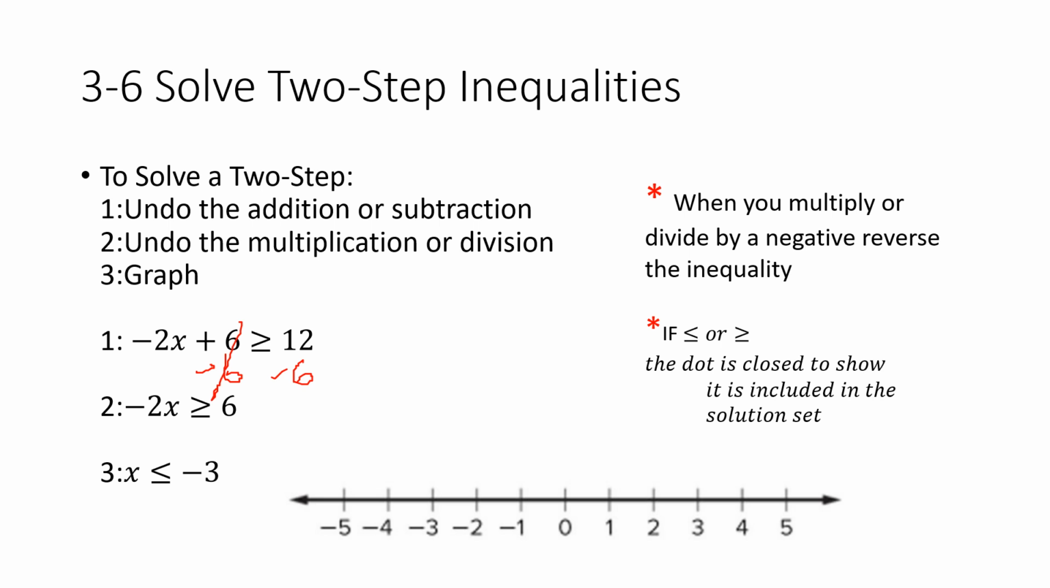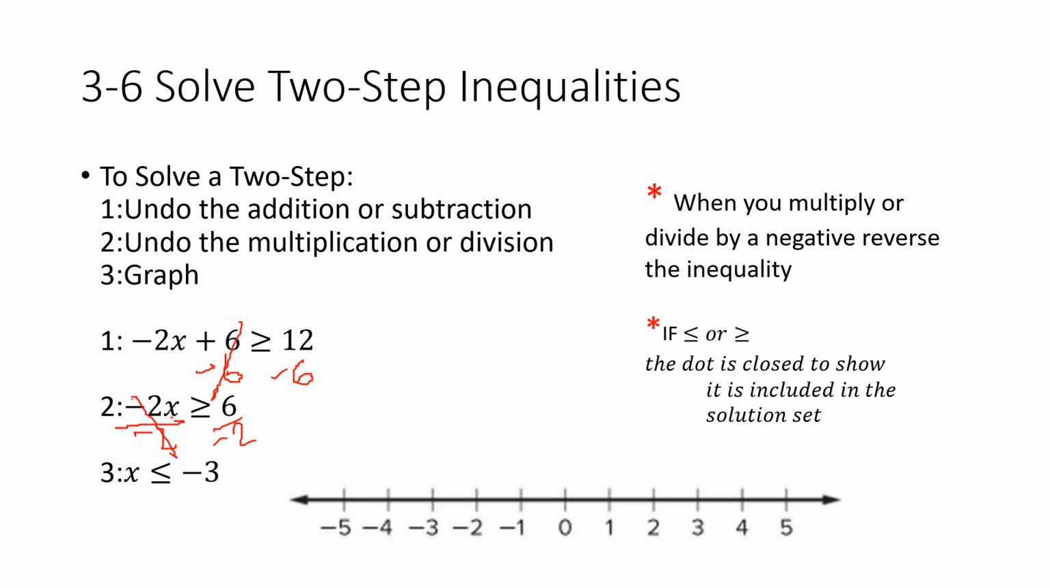Now, the second step to solving a two-step inequality is to undo the multiplication or division. Well, we have multiplication here. Negative 2 times x. So to undo that, you're going to divide by negative 2 on both sides. Those will go to 1, and you are left with x. And 6 divided by negative 2 is negative 3.